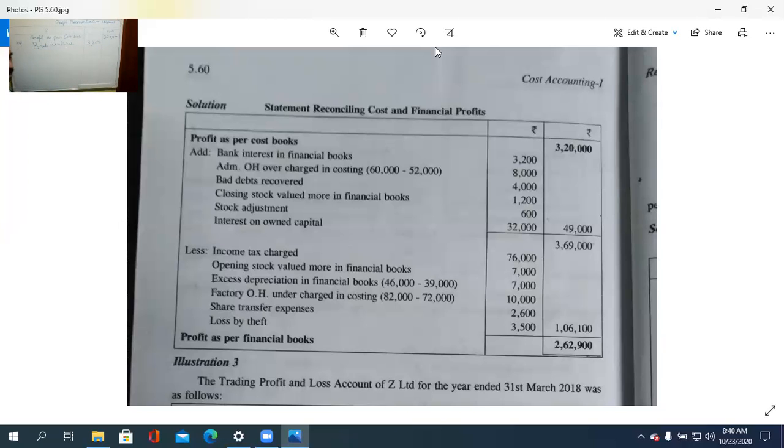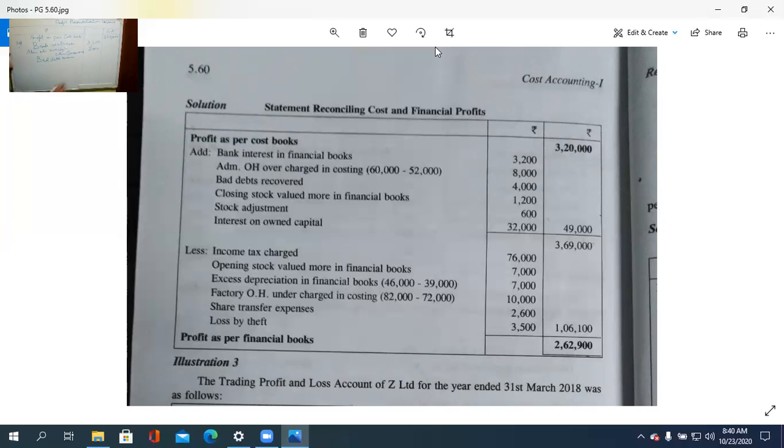Then administration overhead, that is overcharged in costing when compared to financial books. So it is 60,000 minus 52,000, so 8,000 we will get. Clear. Then bad debts recovered. What are the expenses as per financial books, that is to be added? Whatever the incomes as per financial books, that is to be deducted. Like that. Okay. So balance recovered.